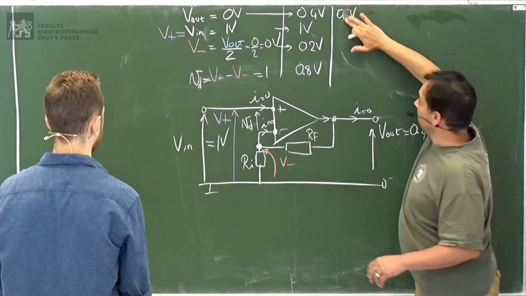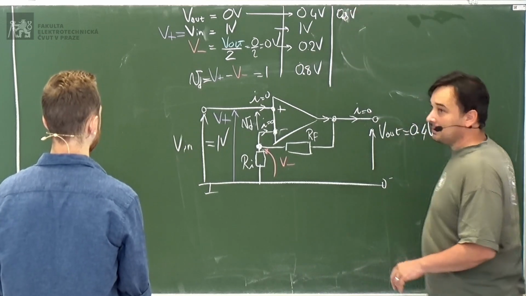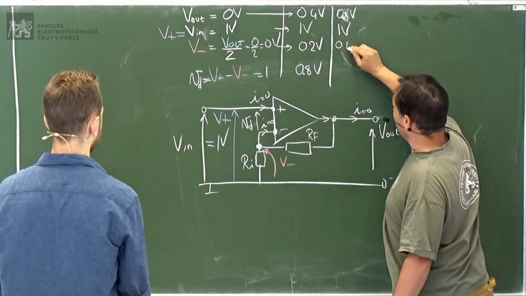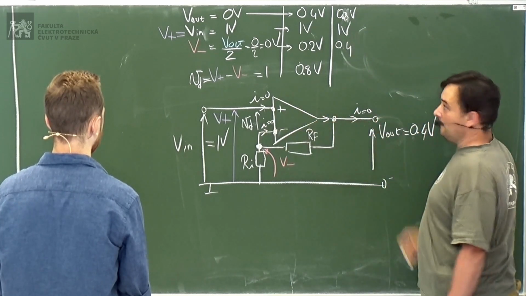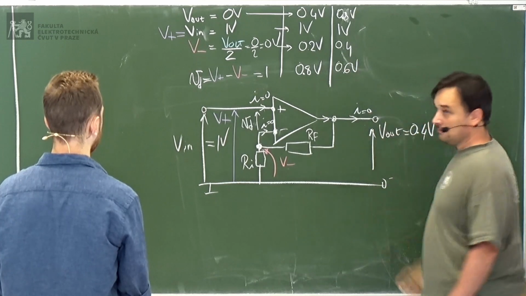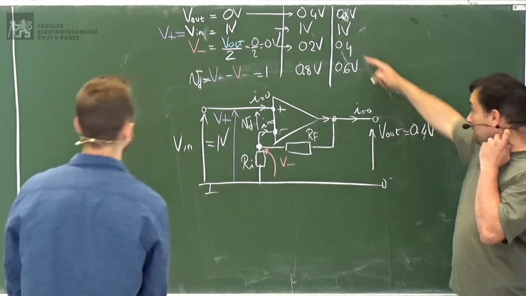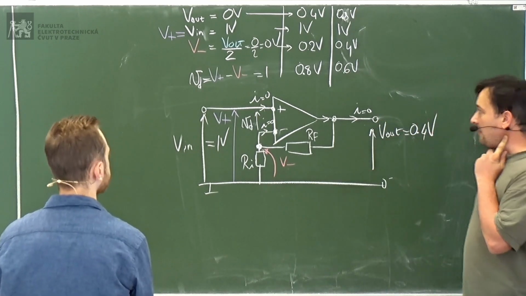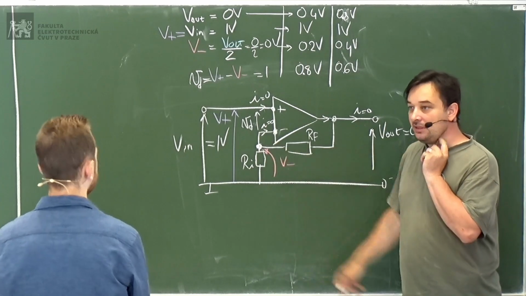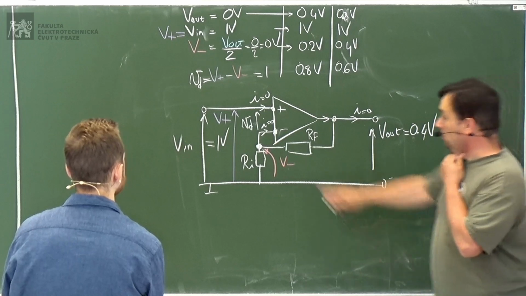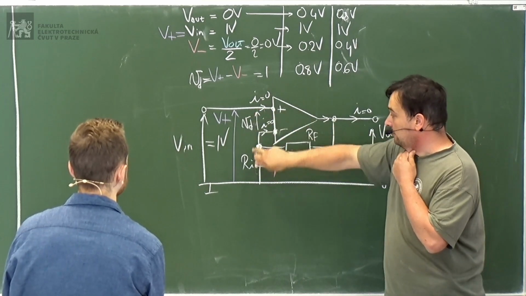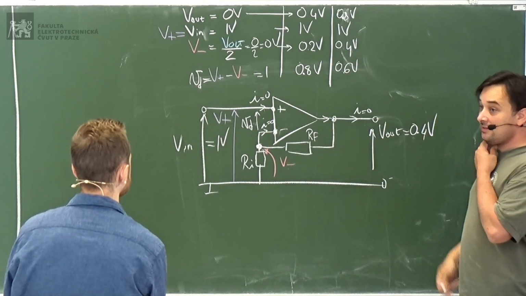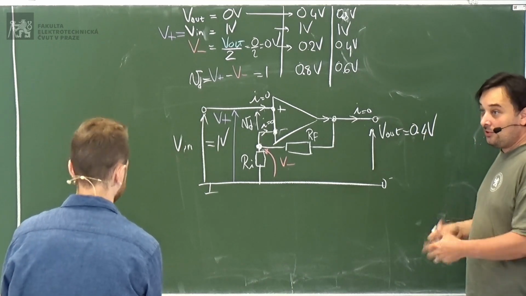Okay, 0.8 volts at the output. It's divided by 2, so I get half of the voltage here, which is 0.4. At the positive input, I have 1 volt. At the negative input, now I have 0.4. The difference between these two points is 0.6 volts. Good, we are getting closer to 0, but not yet.